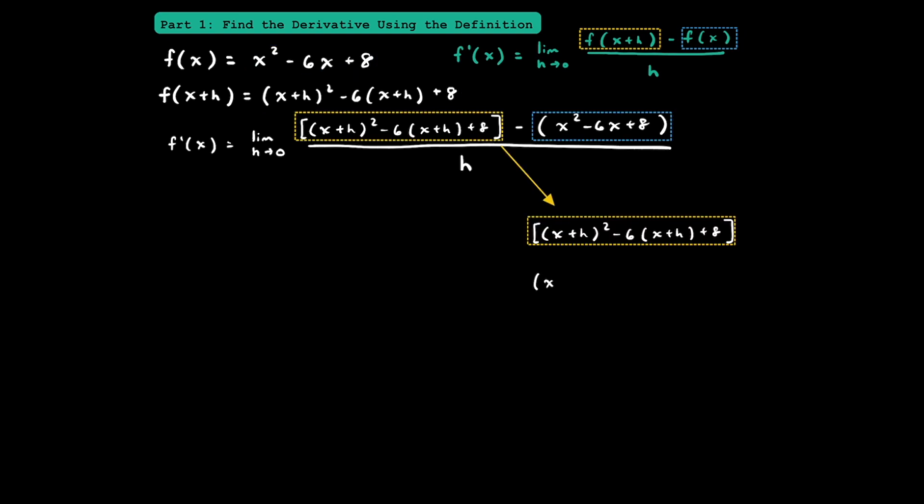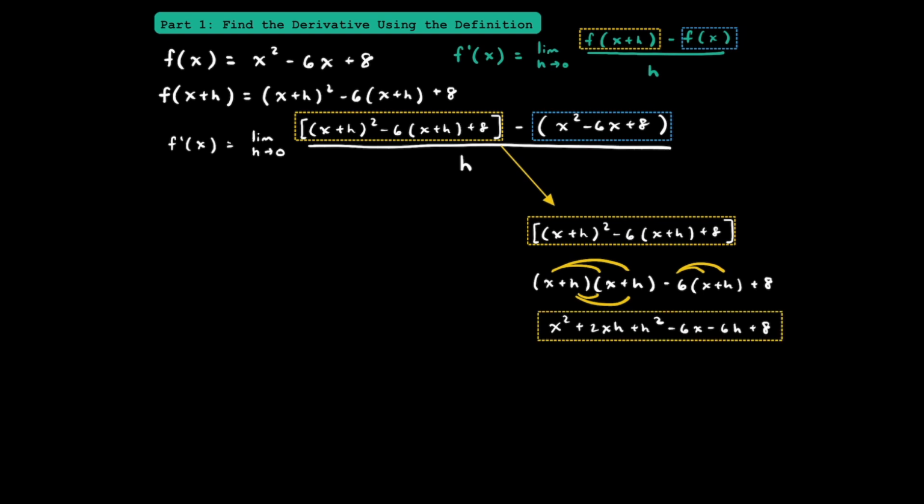Find some room on the side of your paper to expand this so we can simplify it. So we have x plus h times x plus h minus 6 times x plus h plus 8. Multiplying this whole thing out, we're going to get x squared plus 2xh plus h squared. And distributing this negative 6 here, we're going to get negative 6x minus 6h plus 8. This is our expanded f of x plus h.